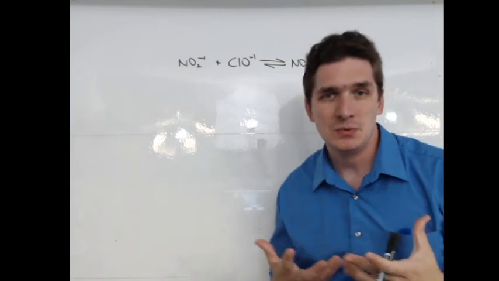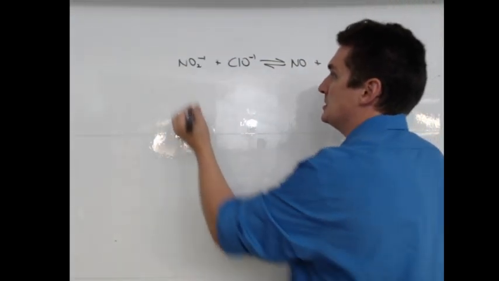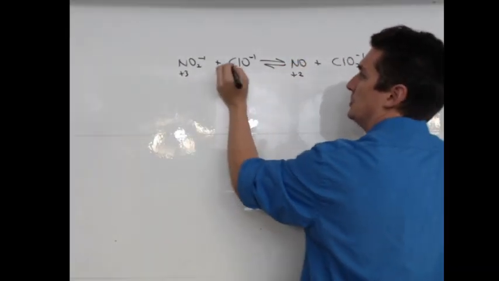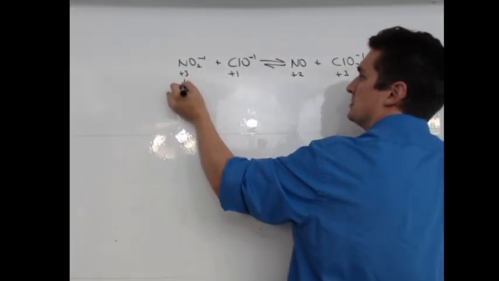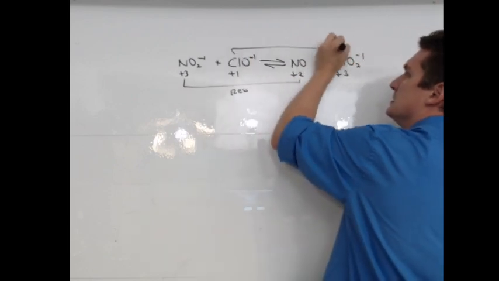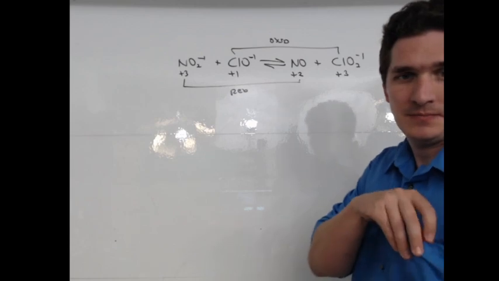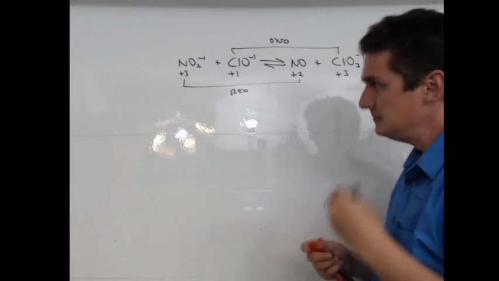So to balance this one, you need to balance your oxidized and reduced species. Here, nitrogen is in a +3, +2 here. Chlorine here is in a +1 going to a +3. So this is our reduced species. This is our oxidized species. So I'm going to split them into 2 separate colors.